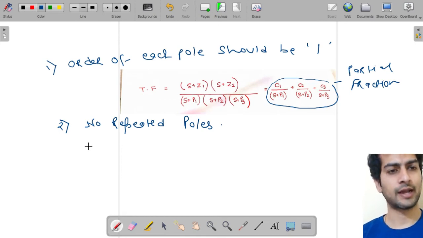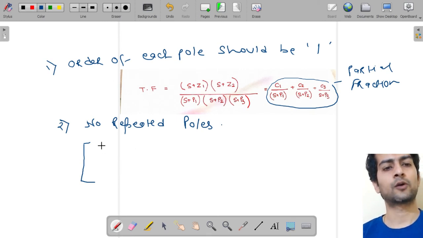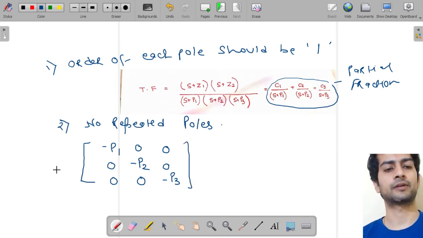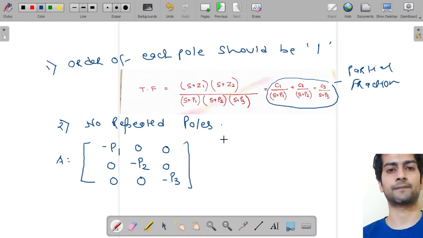So for the state model, I am writing only matrices A, B, C. I am not writing the complete equation because I think now you are accustomed to it. So for diagonal canonical form, it will be represented as this. We will get elements only on the diagonal and the rest of the elements will be 0. That is, diagonal elements are non-zero, other elements are 0. This will be our matrix A.